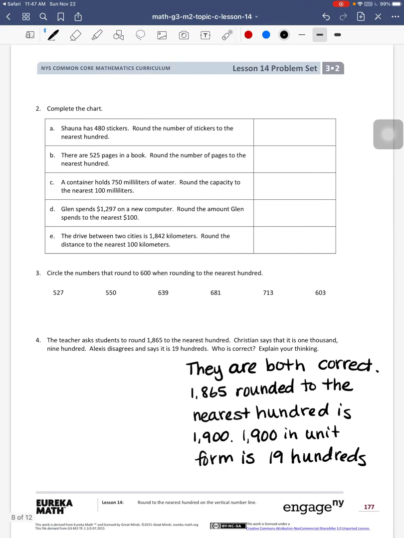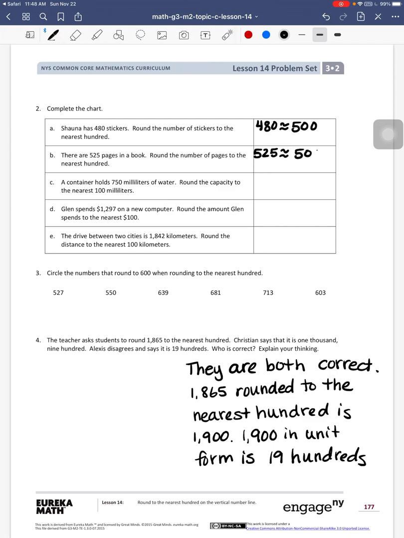Now let's turn to the back side. Complete the chart. Shauna has 480 stickers. Round the stickers to the nearest 100. So 480 rounds to what number? Right, 500. There are 525 pages in a book. Round the number of pages to the nearest 100. So 525, what does that round to?